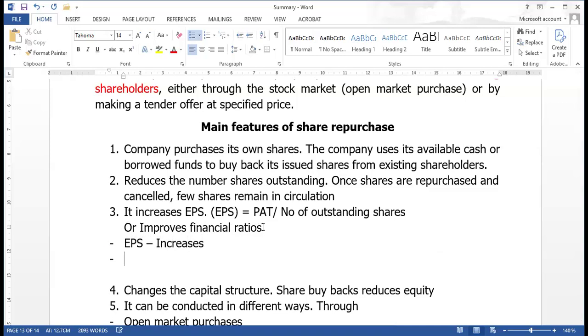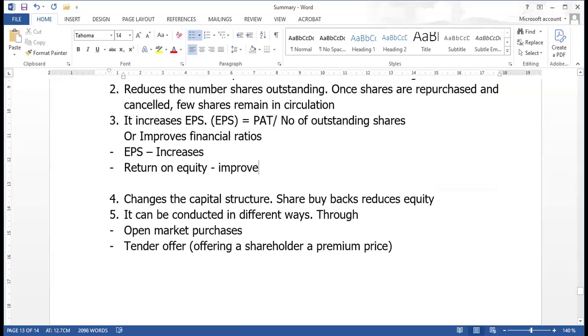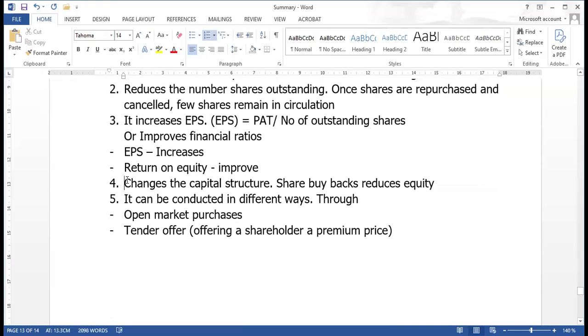At the same time, there is also another financial ratio called return on what? Return on equity. Return on equity also improves, because the total earnings remain unchanged, but you find that you're dividing those things by the fewer shares. So that is how many points. I don't need to overstretch, but what else can you write?